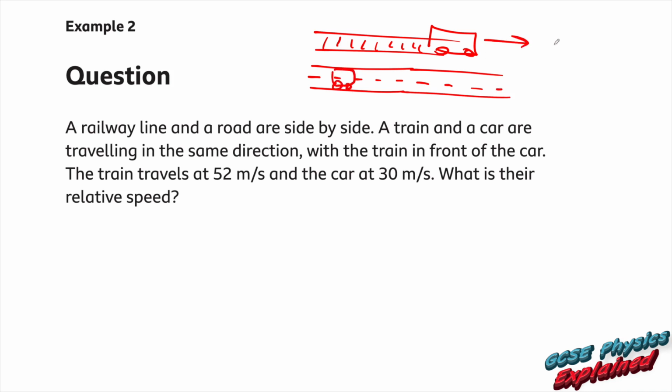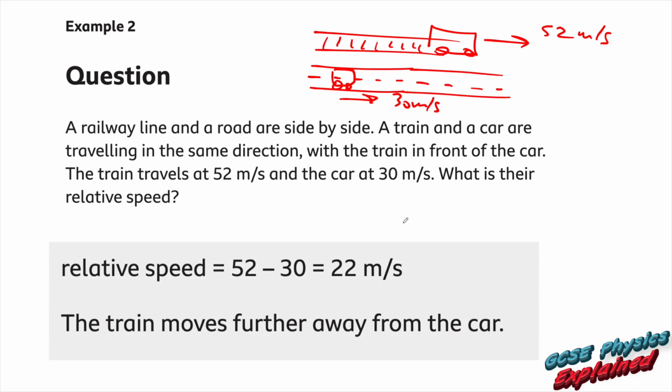So the train is travelling at 52 meters per second and the car is travelling at 30 meters per second. So basically this train is going to be pulling away from the car. It's already in front and it's going to be pulling away. So the way that you work out how fast it is going to pull away, well, you just do the largest speed take away the smallest speed. So that train's going to be pulling away from the car at 22 meters per second. Okie dokie.